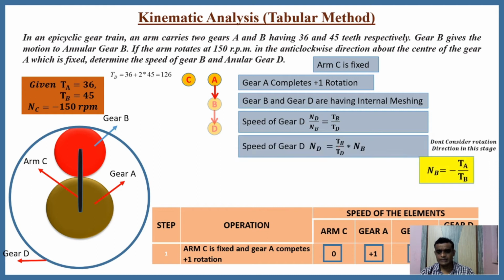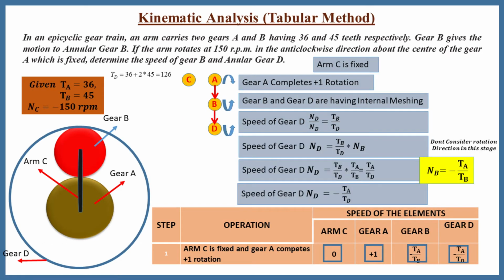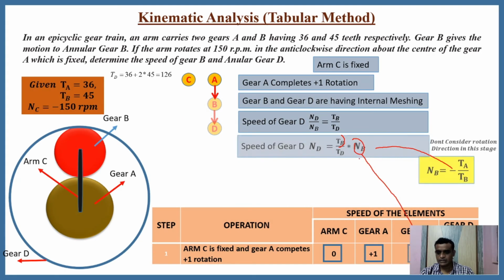But NB is equal to TA upon TB. That value you need to put over here. In this case, don't consider its direction. Here you have to just concentrate on this formula, which is the magnitude, TA upon TB. That formula you need to put over here.